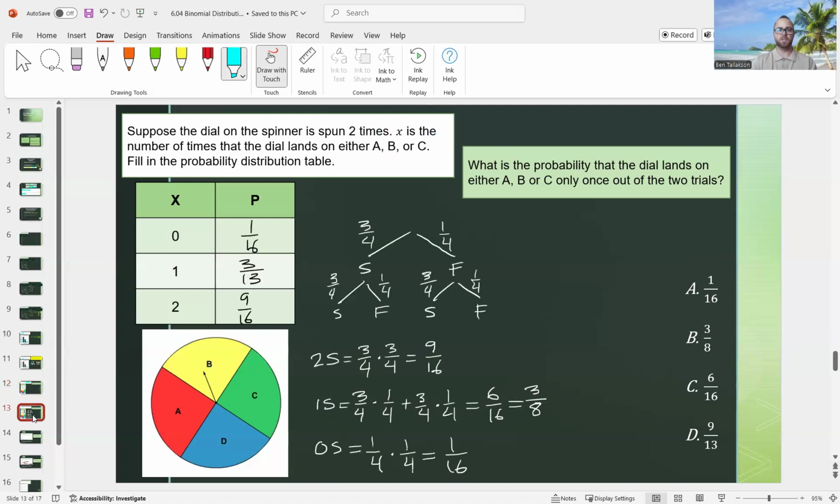So here's how we do it. We can have a success or failure, right? And you could write A, B, C here and D there. Same thing, just simpler to write S and F. Success is 3 sections, A, B, C out of 4. Failure is 1 section, which is D, 1 out of 4. Now, there are 2 spins going on, so we do that again. Similar to what we've done before, right? Some good practice here.